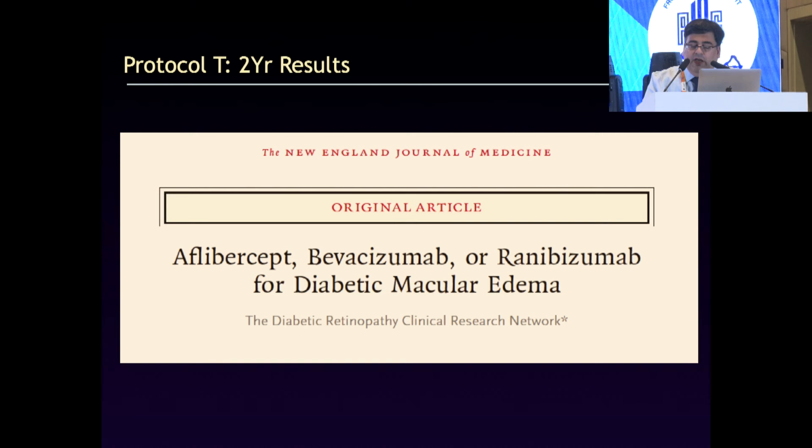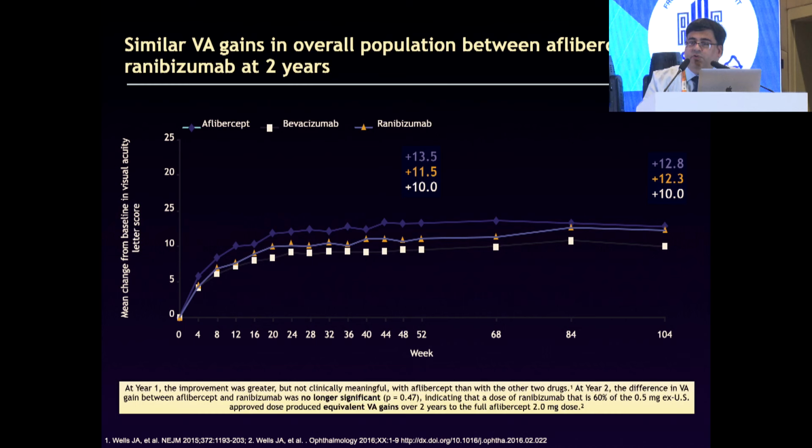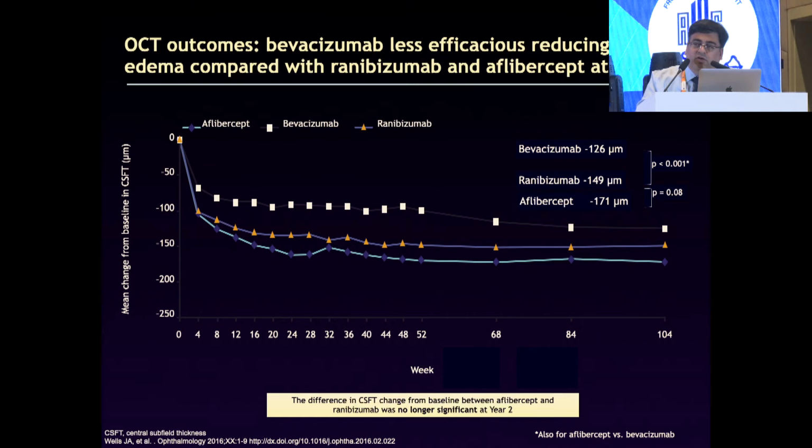Large RCTs like the DRCR group's showed the benefit of using anti-VEGF and a long-term benefit over a period of 2 years, with a slight superiority of aflibercept and ranibizumab over bevacizumab in terms of reducing the macular thickness, and a near similar response in visual acuity over a period of 2 years.